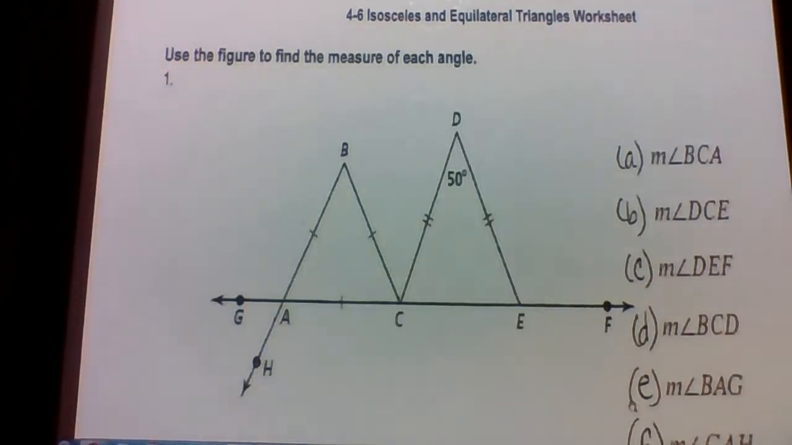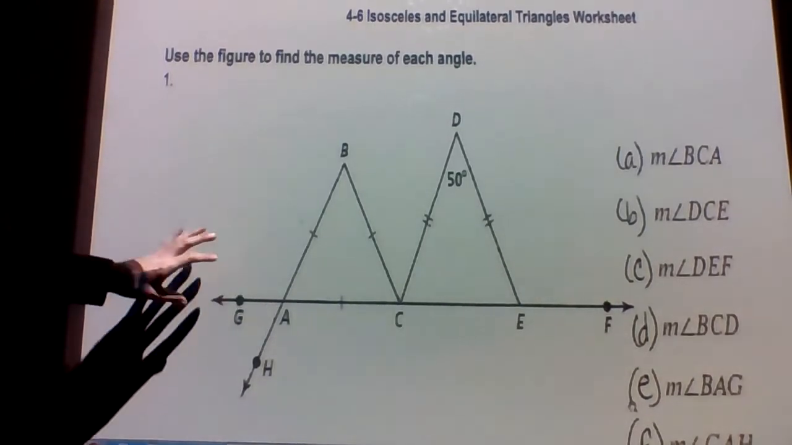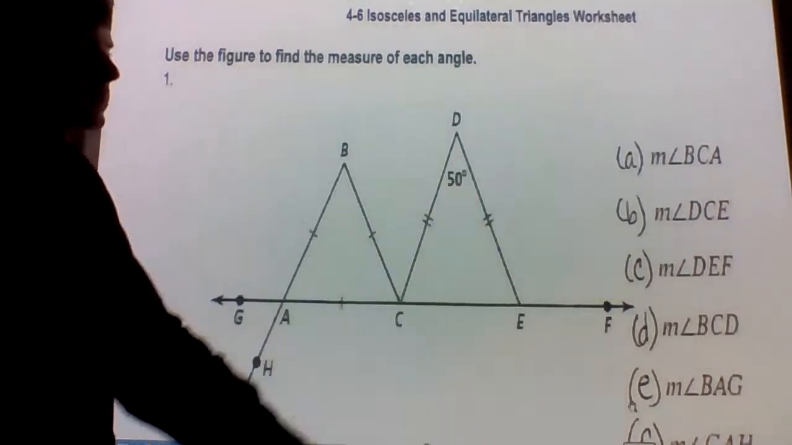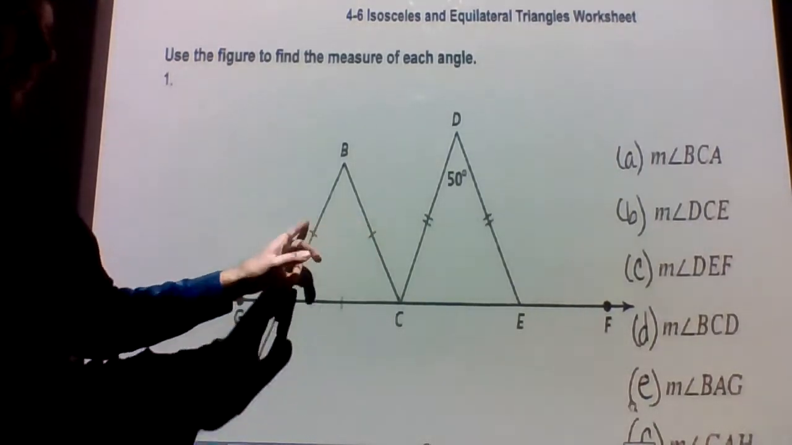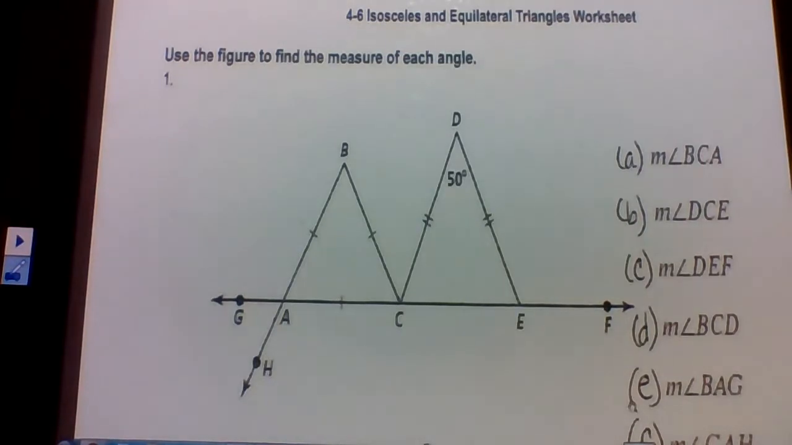Okay, this is the Isosceles Triangle and Equilateral Triangle worksheet. So number one here, we had to fill in the missing angles, see all the angles we could figure out. Here we have an equilateral triangle because all the sides are congruent. Right, we have a hash mark on each side.